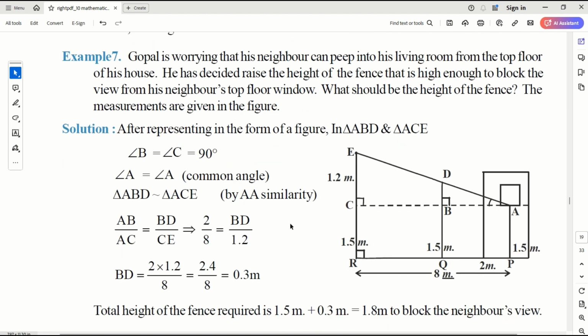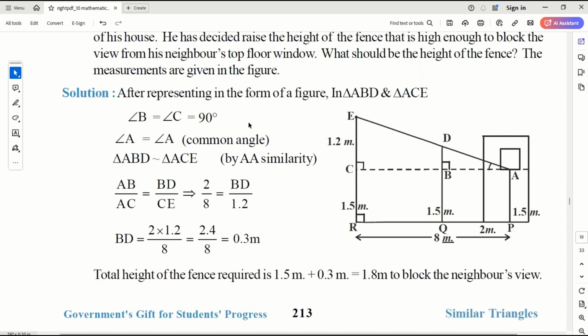Another example, just go through it. It is exactly similar triangles. Gopal's neighbor is worried that the neighbor can peep into his living room from the top floor of his house. He has decided to raise the wall, the fence basically, to such a height which is enough to block the view of the mirror. This is the wall. What should be the height of the fence? The measurements are given in the figure.